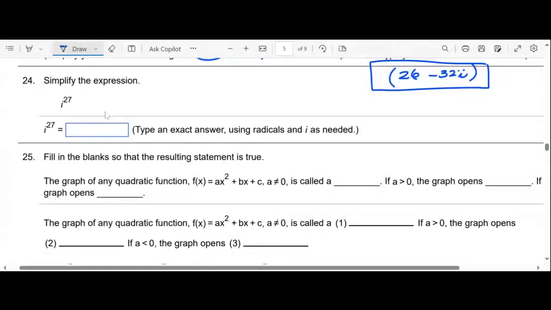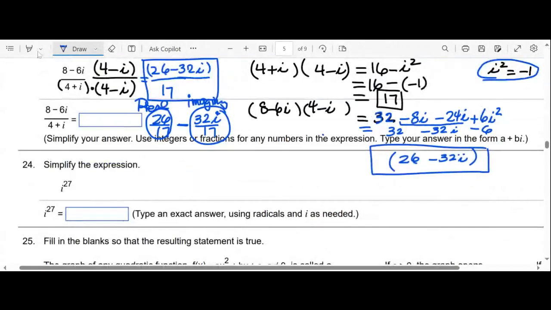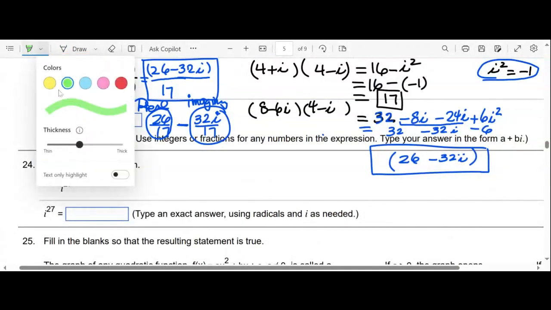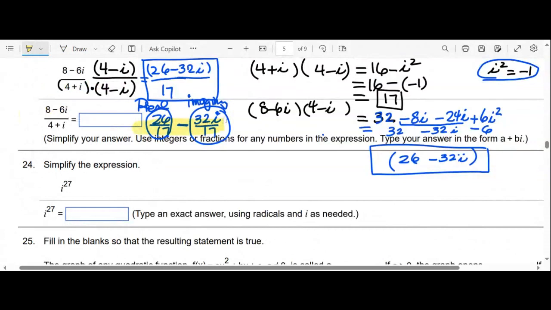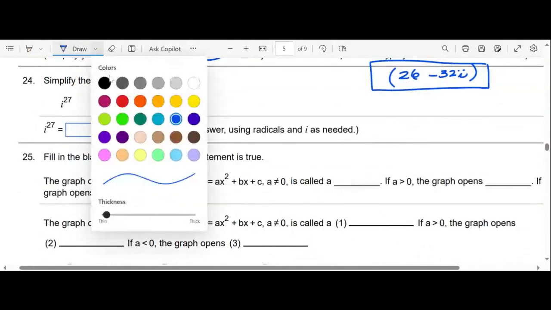So we put the answer, 26 over 17 minus 32i over 17. That's your final answer. You put it in the box. Of course, you need to practice on MyMathLab because the numbers change. Remember, MyMathLab changes the numbers, and then on the tests, it's going to be different numbers, right? Let's go to the next one.